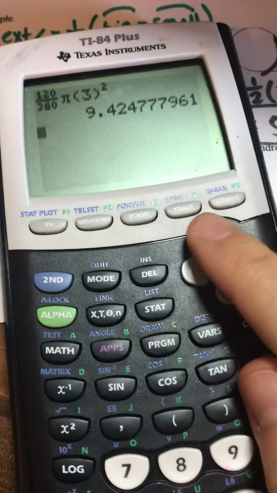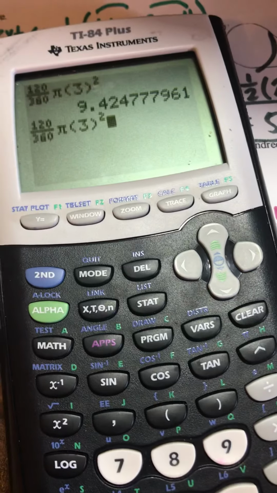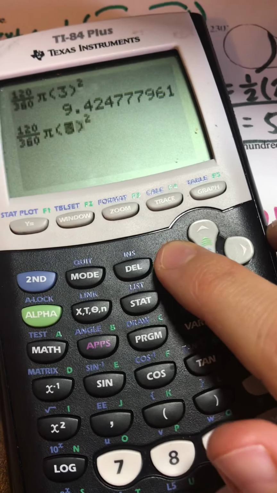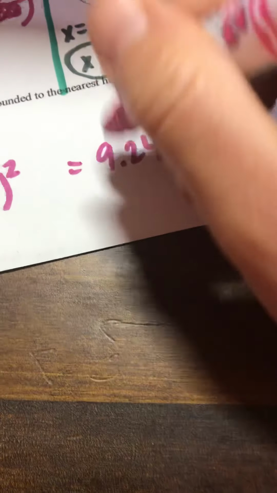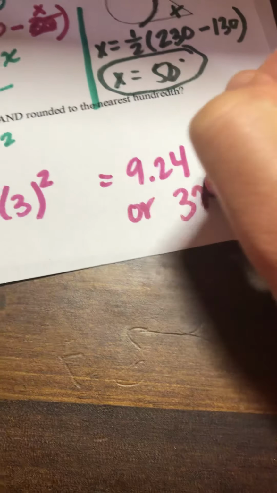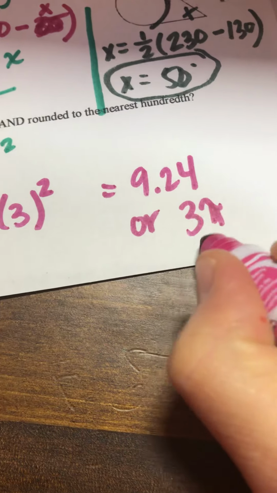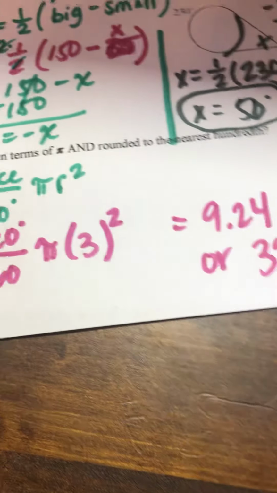We want to also write this in terms of pi. So the trick is, if you want to write in terms of pi, I'm going to just do my enter trick here. I'm going to go over and just delete this pi. I don't need it because I want to keep the pi in. So our answer here is just going to be 3 pi. So remember, in terms of pi means you keep the pi. To the nearest hundredths means you do the second place.